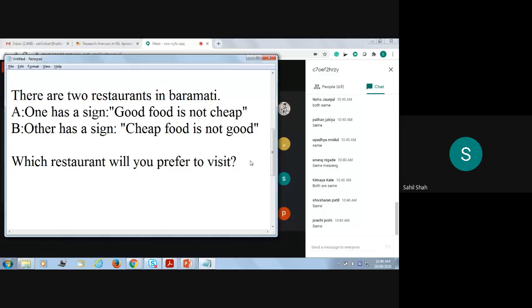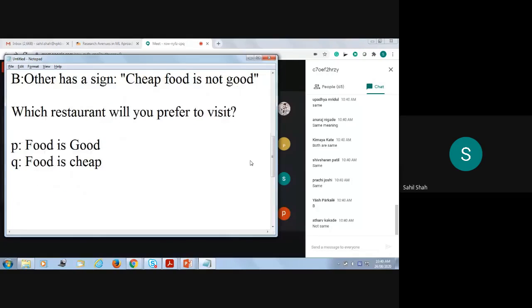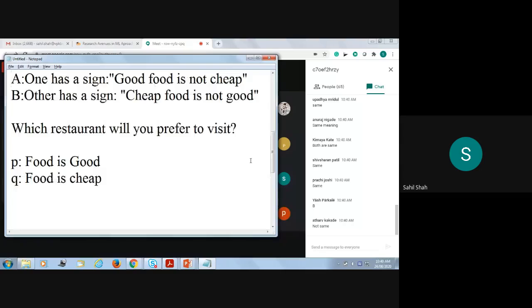Perfectly fine. But let's try to say, let P denote food is good. Let Q denote food is cheap. So how can I write whatever is being said by A? A is saying good food is not cheap. So what is the symbolic representation of A? Good food is not cheap.